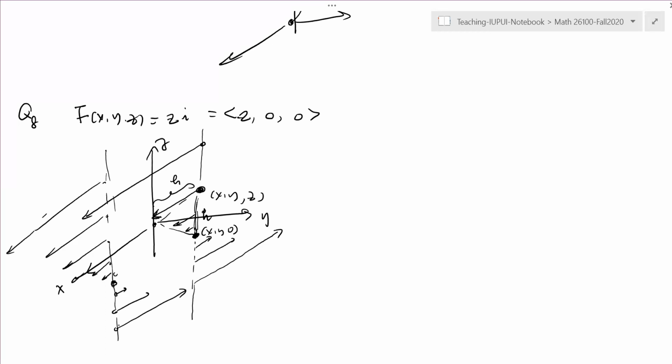So the vector field is 0 everywhere in the xy plane. This is the key point: F(x, y, z) is going to be 0 on the xy plane. That's the first key point. And the higher the point above the xy plane, the longer the vector gets.